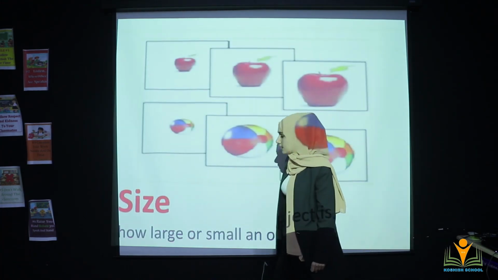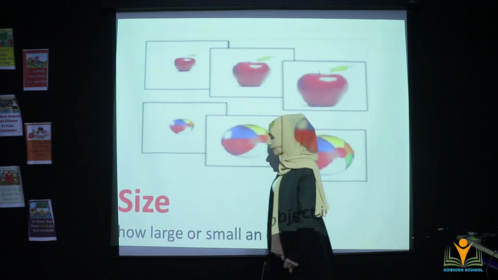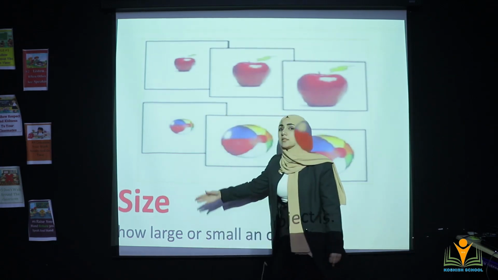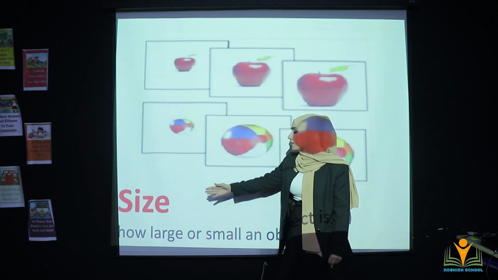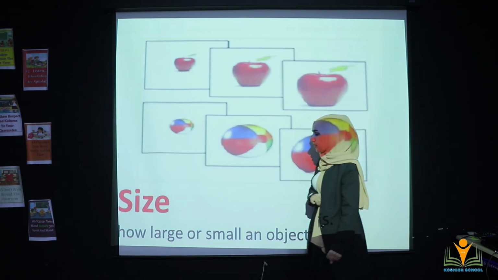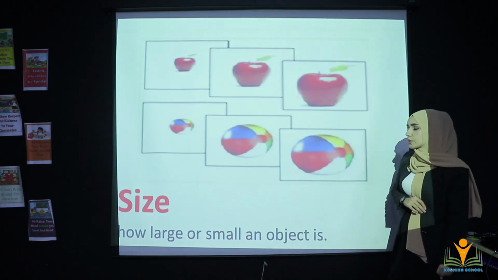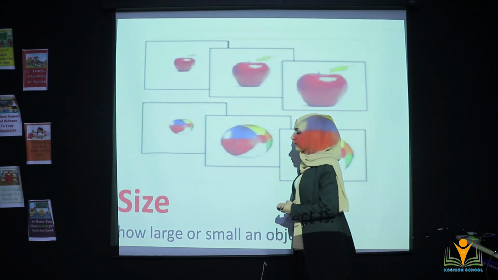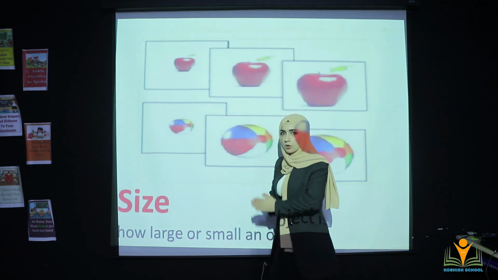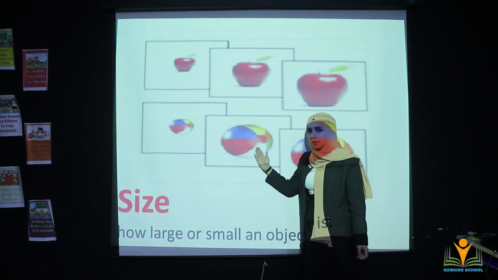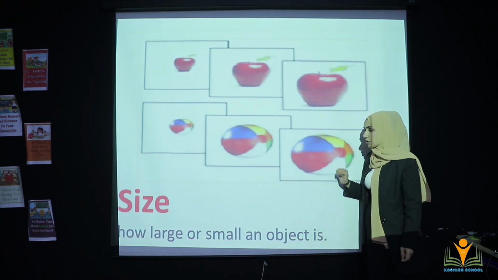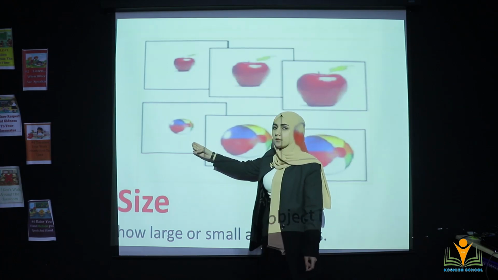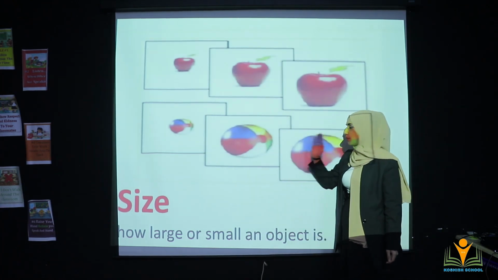After that, we studied size. Size is how large or small an object is. We have many things. Some things are small, some things are medium, and some things are large. So we have 3 sizes: small, medium, large.